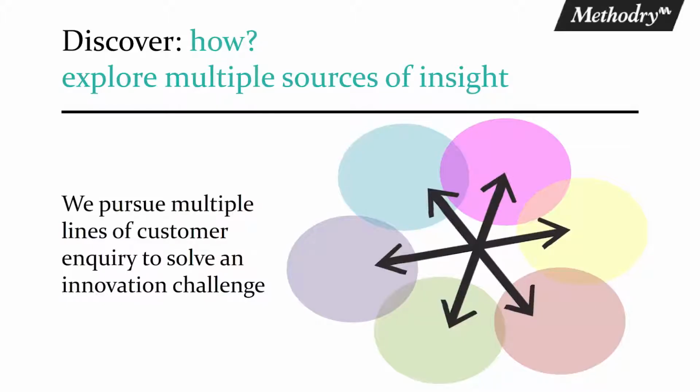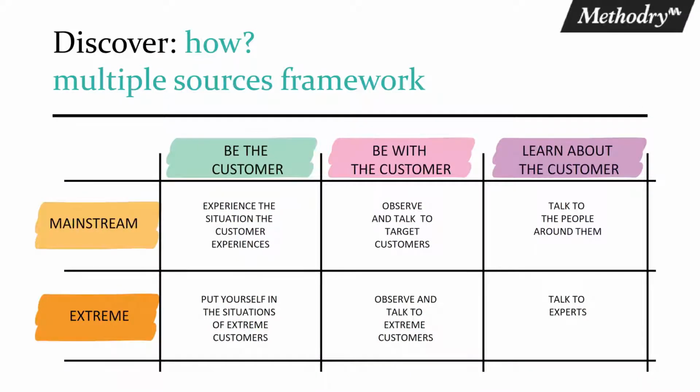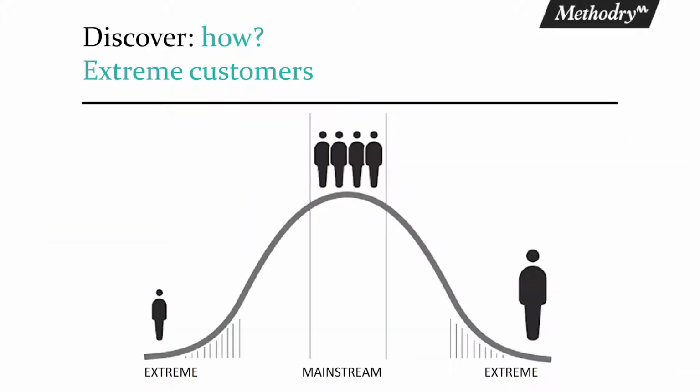So how we do that is like a detective. We pursue multiple lines of inquiry, and we try to get to the crux of the innovation issue that we're trying to solve. To do that, we use a thing called the multiple sources framework. And what we mean by that is that there are two types of customers, two types of people that we'll deal with. There are the mainstream and there are the extreme. So mainstream users are the folks that your product is targeted at. The extreme users are at either end of the spectrum, either people that you expect never to use your product or people that you expect to use it all of the time. And what we try to do is make sure that we connect with both of those groups.